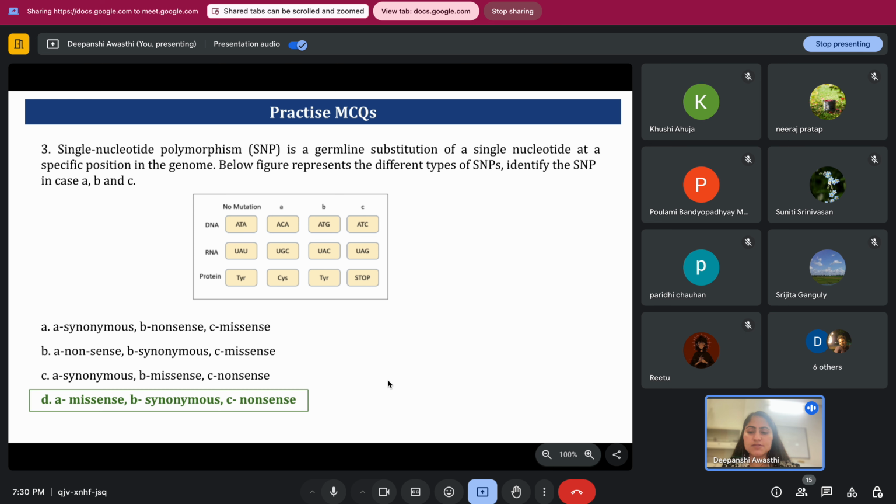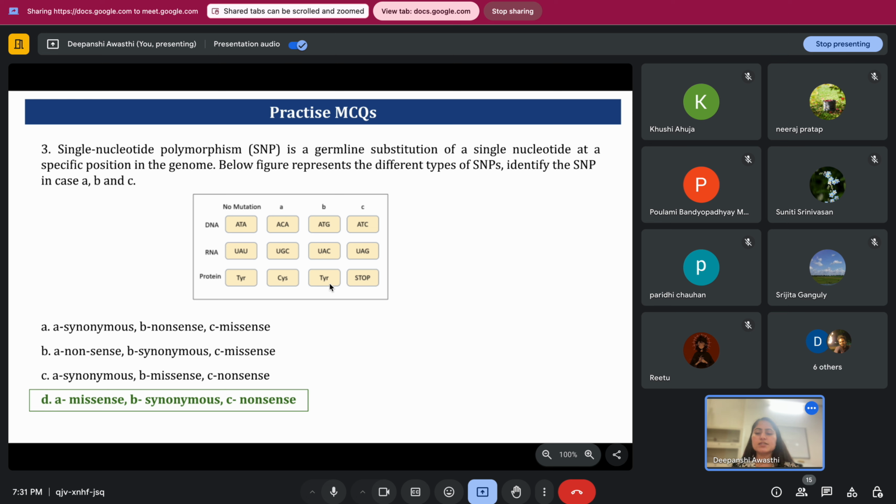Okay, so now let's see what is the correct answer. The correct answer is option D. So why option D? Because as Srijita said, this C is the stop codon. If a stop codon comes, it is known as a nonsense mutation. And in case of B also, you can see that if there is no mutation, tyrosine is present, and in case of B also tyrosine is present.